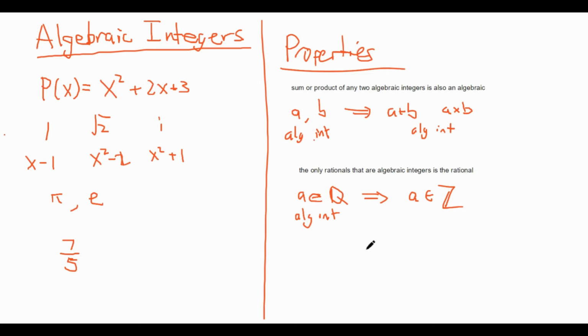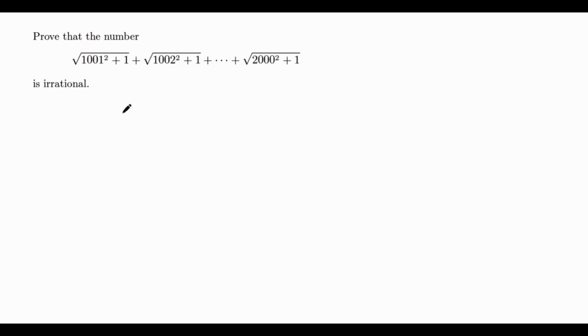So now let's look at some of the problems. This is a problem from a Chinese TST from 2005. And it states: prove that the number square root of (1001 squared plus 1) plus square root of (1002 squared plus 1), etc., all the way to square root of (2000 squared plus 1) is irrational. Now, classical methods clearly won't work very well here, because if we try to square this thing and then try to square again to get rid of all the roots, nothing's going to happen.